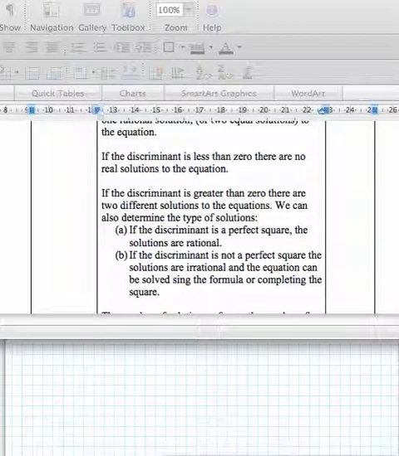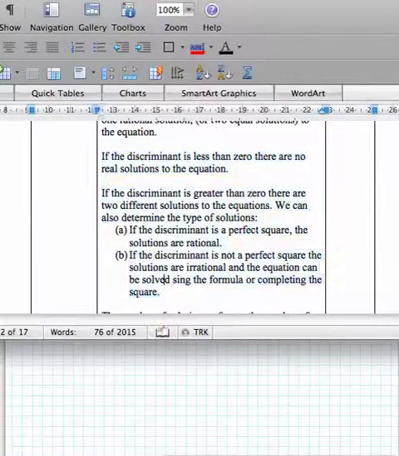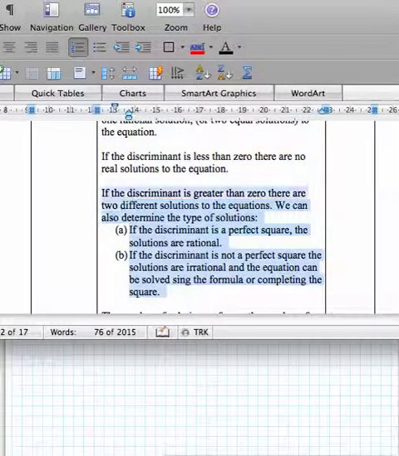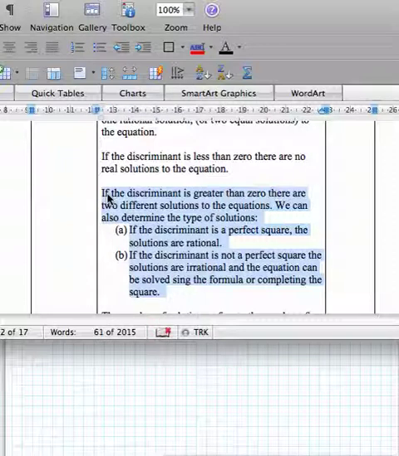Now, the final thing we have to look at when it comes to the discriminant is this one. If the discriminant is greater than 0, so positive, like 1 or 2 and so on, that means there are two different solutions, two different x-intercepts that our parabola will have. So if you end up with a positive number when you calculate the discriminant, it's telling you there are two x-intercepts.